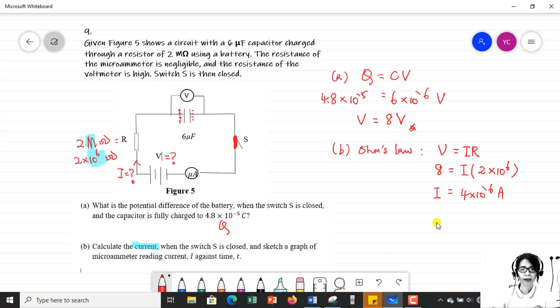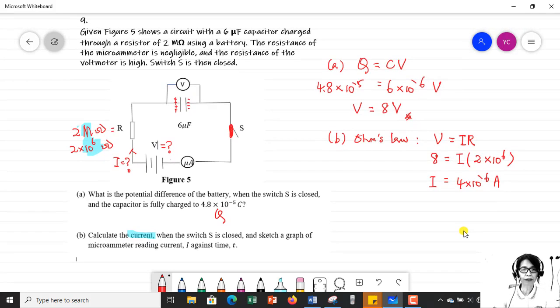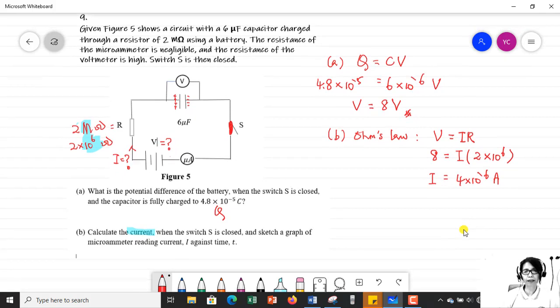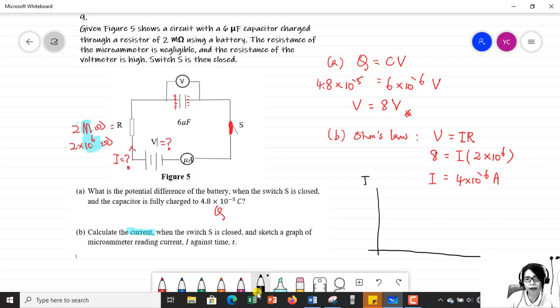Then we want to sketch the graph of microammeter reading, current I, against time. Current is our y-axis. The unit will be microampere, because I use a microammeter to measure the reading, so it must be measured in microampere. Then the time is in seconds. So I have labeled the axes.